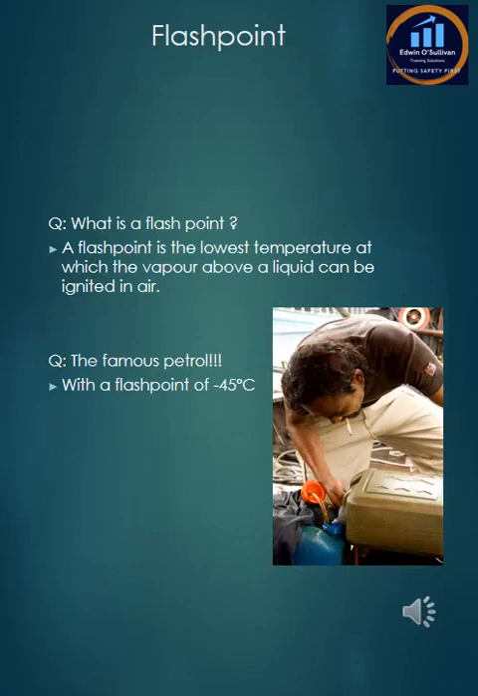Okay, a flash point is the lowest temperature at which a vapour above a liquid can ignite in air. So we can all picture the fumes that come off petrol. Petrol can ignite at a temperature of minus 45 degrees, which means your body temperature of 37 degrees can actually set that vapour on fire.